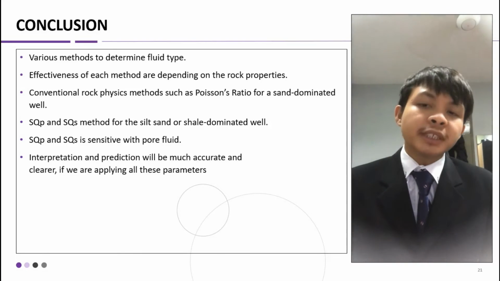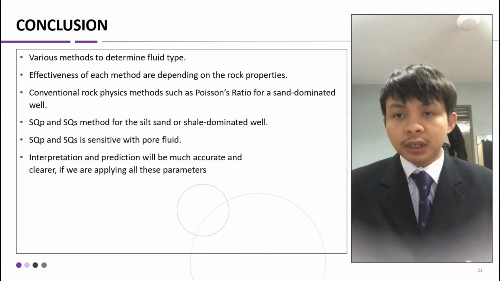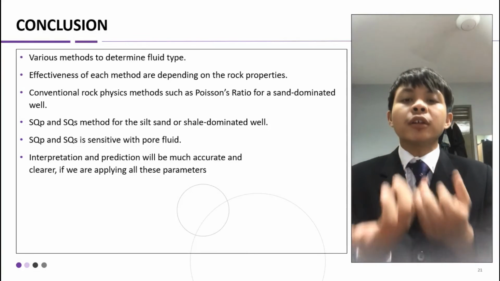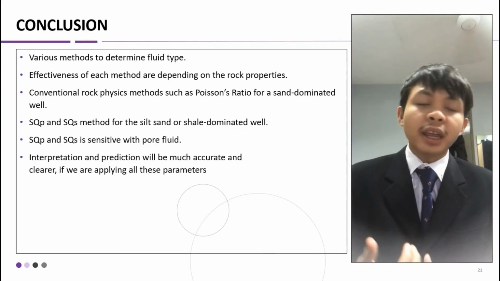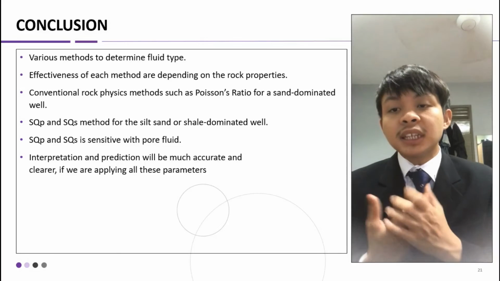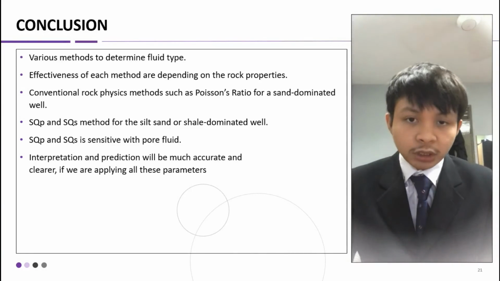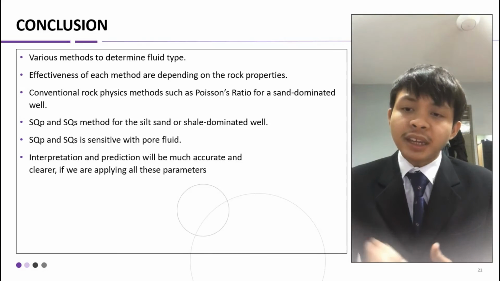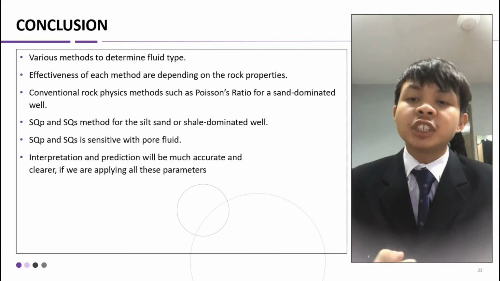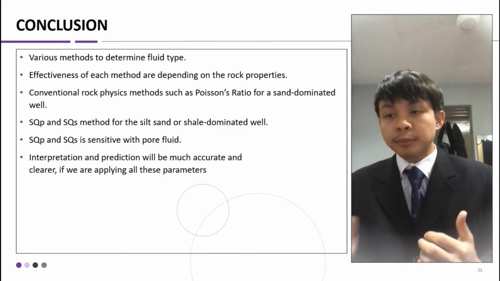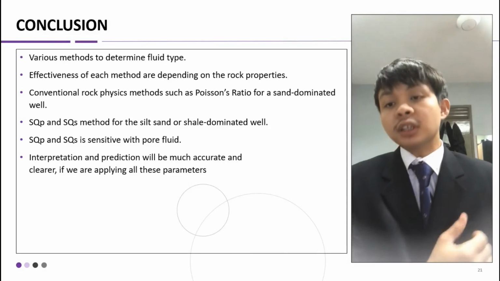Hence, the most suitable method is the SQP and SQS, as it managed to display a clear separation of hydrocarbon sand from the background trend and different lithology. The SQP and SQS is sensitive to pore fluid rather than lithology change, but anyhow, our interpretation and prediction will be much more accurate and clearer if we are applying all these parameters, where we can compare and contrast the results.